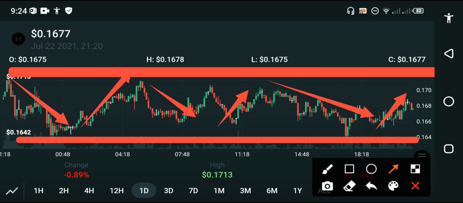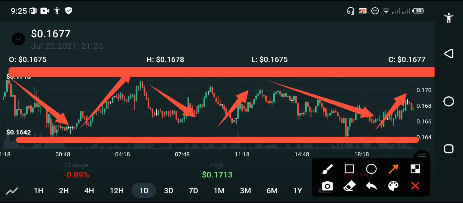And remember my friends, when it breaks the resistance line, it takes a huge jump, and when it breaks the support line, it takes a very big jump. But now it is time... 70% chance that it breaks the resistance line and takes a jump. My personal prediction, my technical analysis tells that it takes a jump, but we can't say about the future. Maybe the price falls down more in the future, we can't say about the future.